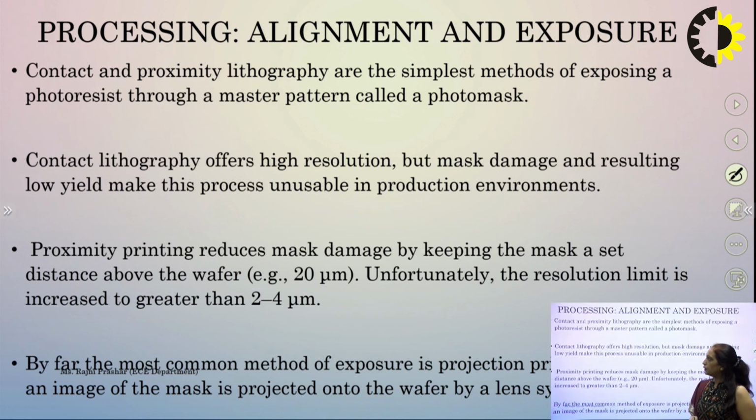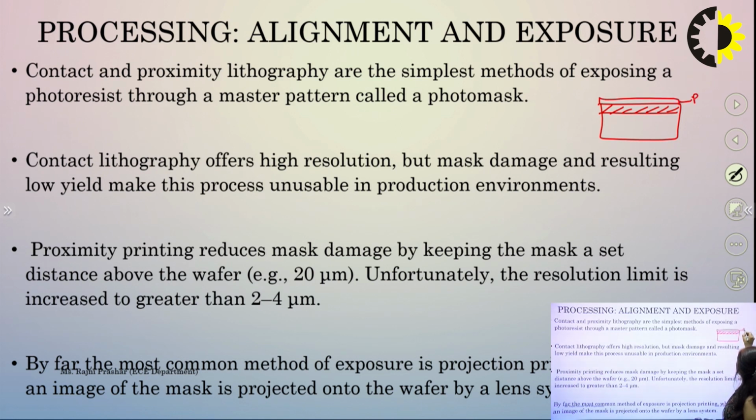The next step we have is the alignment and the exposure. Now we have applied the PR, and that PR material is dried, right? So we have this silicon dioxide, and we have this PR material which is applied, and it is now in the dry form. It is properly dried with the help of the baking process, right? So the next step is align and exposure. What we have to do is expose this to the mask, right?